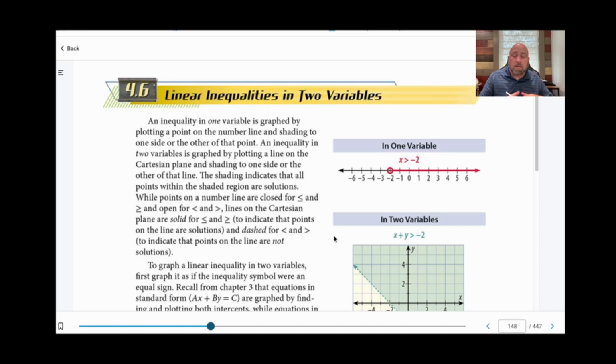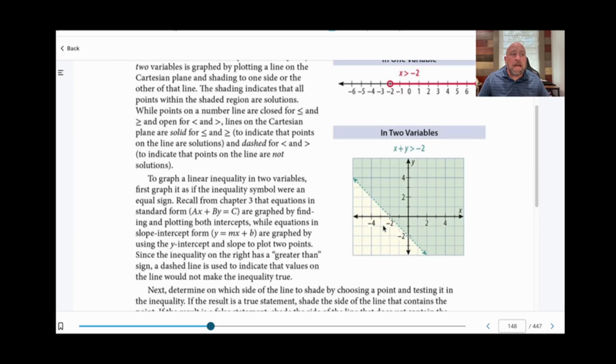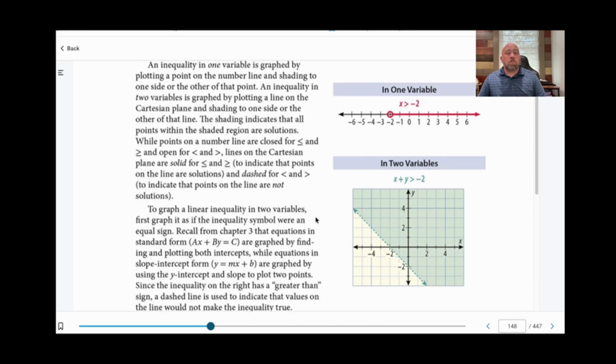Just like some of the other ones where we had to graph them on a line graph, now we're going to graph them on a Cartesian plane graph with the x and the y axis, just like we did with the equations. But the only difference is, when we're done with it, remember how we were shading the line? Whichever side the line was on, we would color that part in. We're going to do the same thing on the Cartesian plane, and we're going to shade one side of the line. That's really the only difference.